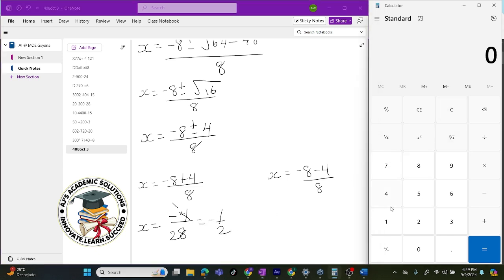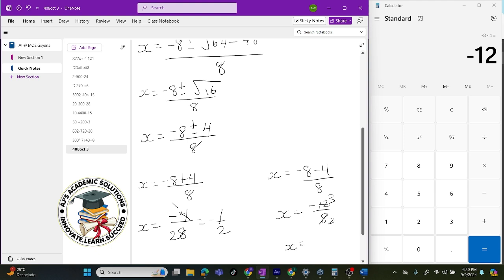Similarly, for this side, x is equal to, same approach, I press 8, then I press plus or minus, then I use my minus sign here, 4. Equal, and this is negative 12 over 8. So 4 2's are 8, 4 3's are 12. So x is equal to negative 3 divided by 2. And that's basically what you do for the quadratic formula.